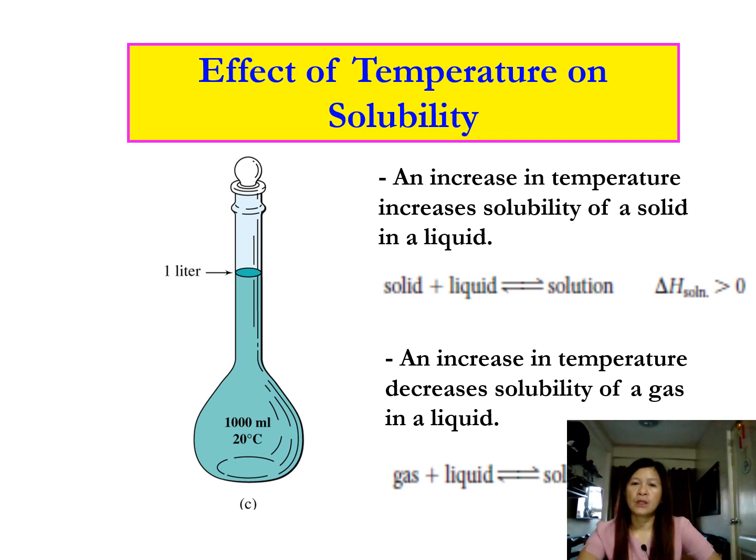So between solid and liquid, the process is endothermic and the energy of the solution is greater than 0. Between a gas-liquid solution, wherein the gas is the solute, the increase in temperature results in decrease in solubility of gas in liquid. The process is exothermic, meaning energy is released by the system and the energy of the process is less than zero or negative.